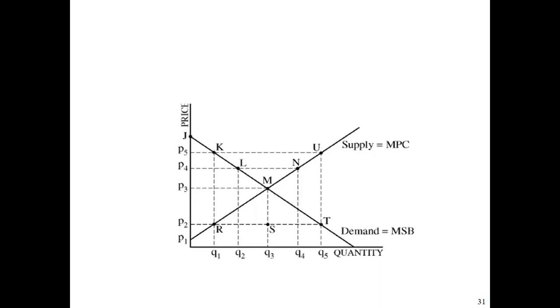Now assume the government imposes a per unit tax for the negative externality. What would the consumer surplus be if we had this per unit tax? Would it just be J to P5? Yeah, above the new price and below demand, P5KJ.